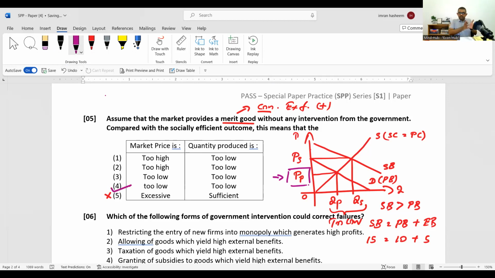Look at the diagram, you can figure out the answer. Understood? The society places a higher value on the product. Society gets a greater benefit out of the product. Market doesn't see that. Okay? So the correct answer should be number 4. We had the diagram to prove it. Our diagram is technically correct.